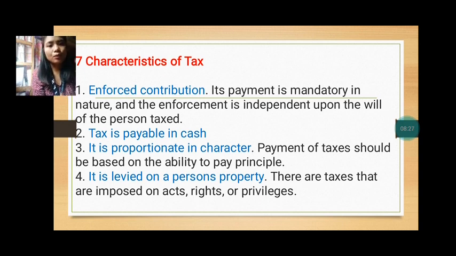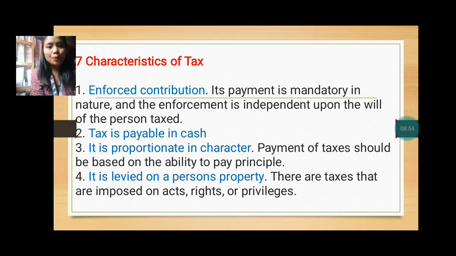Okay. So, may 7 karakteristik ang tax. Number 1 is yung enforced contribution o yung mandatory na payment. Its payment is mandatory in nature, yun nga yung sabi ko. And then the enforcement is independent upon the will of the person taxed. Number 2 is tax is payable in cash. Kaya nga nang sabi ko kanina, cash lang yung pwedeng ipambayad natin, hindi pwedeng in kind.